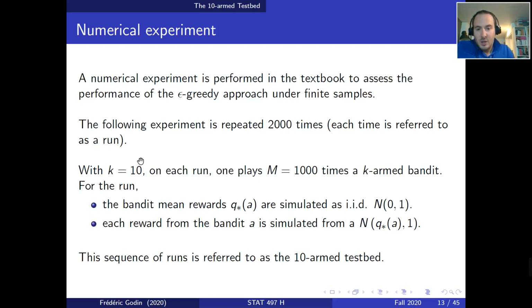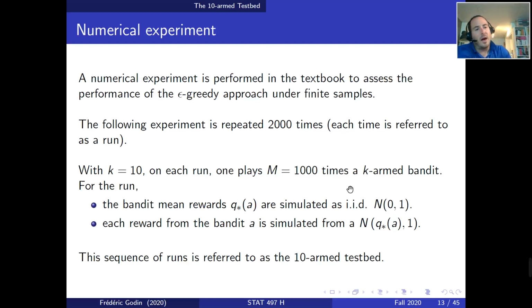We're going to take k equal to 10, so we assume that we have 10 levers, and on each run we're assumed to have 1,000 plays. So capital M is equal to 1,000, and we have 1,000 plays of the K-arm bandit setting. For one given run, we have 1,000 actions to decide sequentially. Play one, you pull a lever, you receive a reward. Play two, you pull another lever, you receive a reward, and you do that 1,000 times.